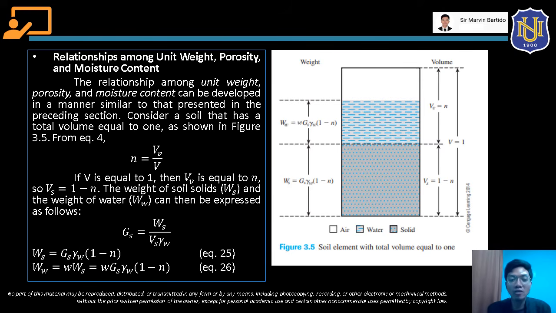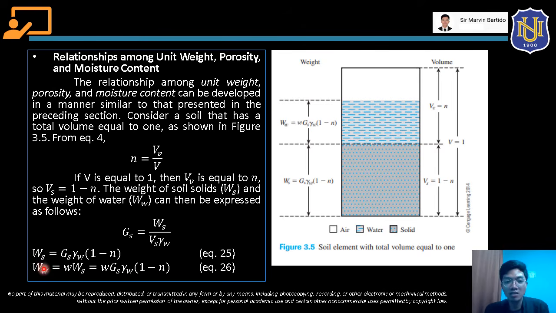Now, the weight of our water. From the water content formula, that is the weight of water over the weight of soil solid. So, if it is the weight of water that we want, we just substitute the weight of soil solid here. It will become water content times G sub S times gamma water times 1 minus N. So, class, this will become our equation 25 and equation 26.